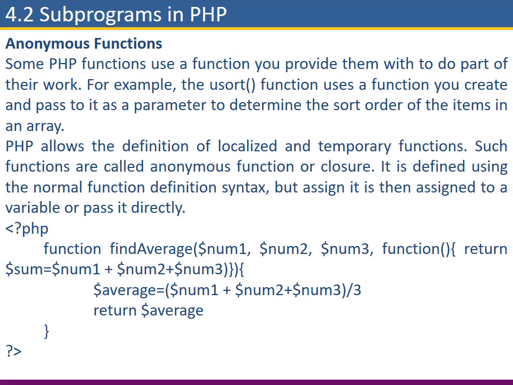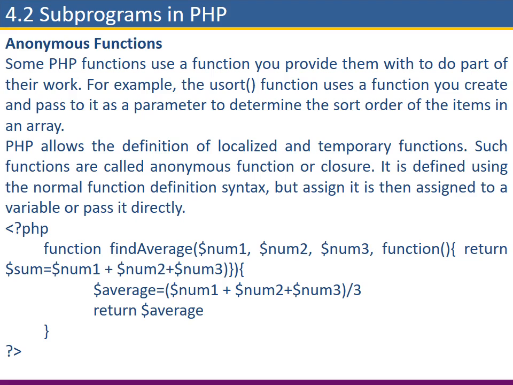Now let's look at anonymous functions in PHP. Some PHP functions use a function you provide to do part of their work. For example, the usort function uses a function you create and pass to it as a parameter to determine the sort order of the items in an array. So what is an anonymous function? A function without a name.